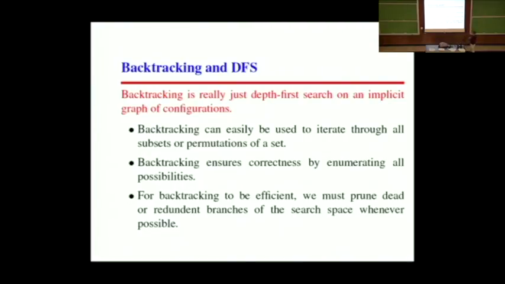So if backtracking is depth first search, again, backtracking will be used to search through all possible subsets or permutations of a set. That's sort of the bread and butter application of backtracking. Backtracking is going to be correct for the same reason that depth first search is correct. If there is some configuration that is reachable, we're going to eventually reach it. Backtracking is going to be reasonably efficient, for the same reason that depth first search is reasonably efficient: it's not going to visit things more often than it has to.